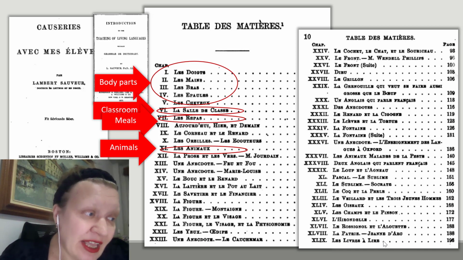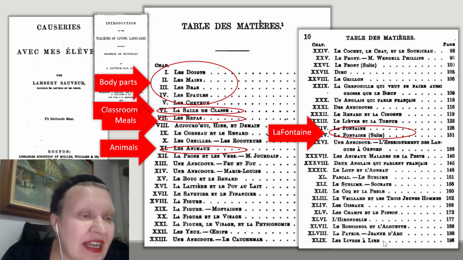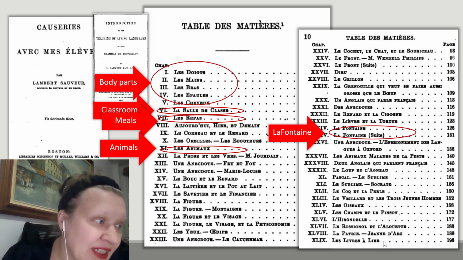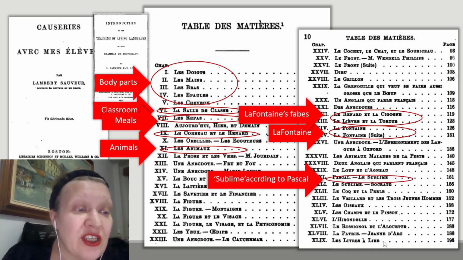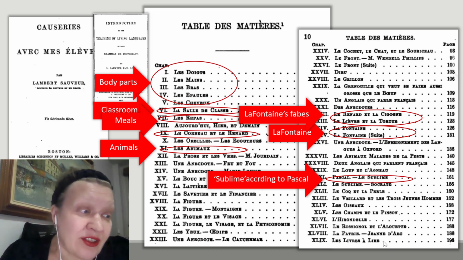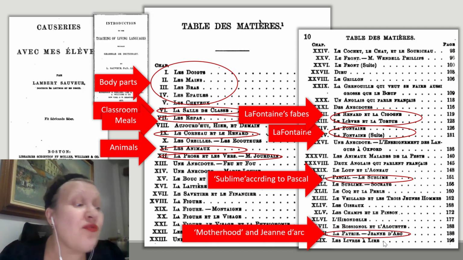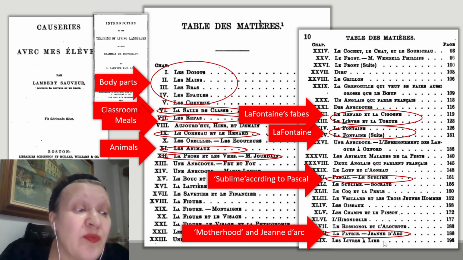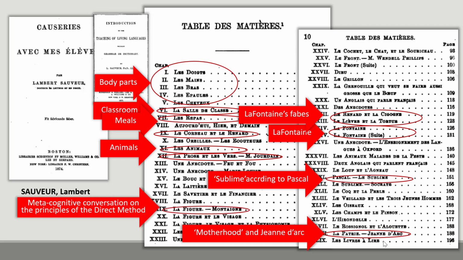In the simple French language, they speak about the famous French poet La Fontaine, read and discuss some of his fables, converse on the aesthetic category, the sublime, based on the definition given by the French philosopher Blaise Pascal, discuss the differences between prose and verse in French poetry. They also converse on the notion of motherhood in connection with the personality of Jeanne d'Arc. They even have a metacognitive discussion on the principles of the direct method.